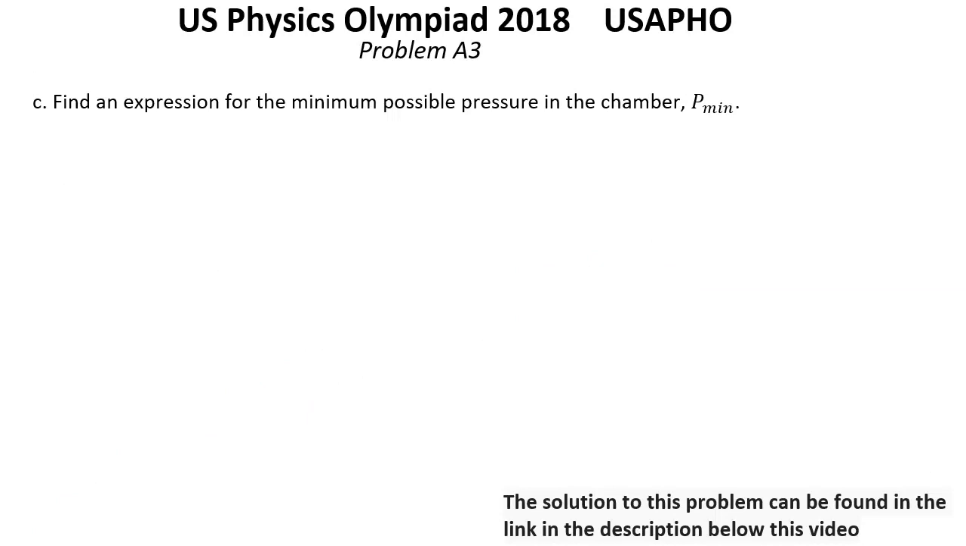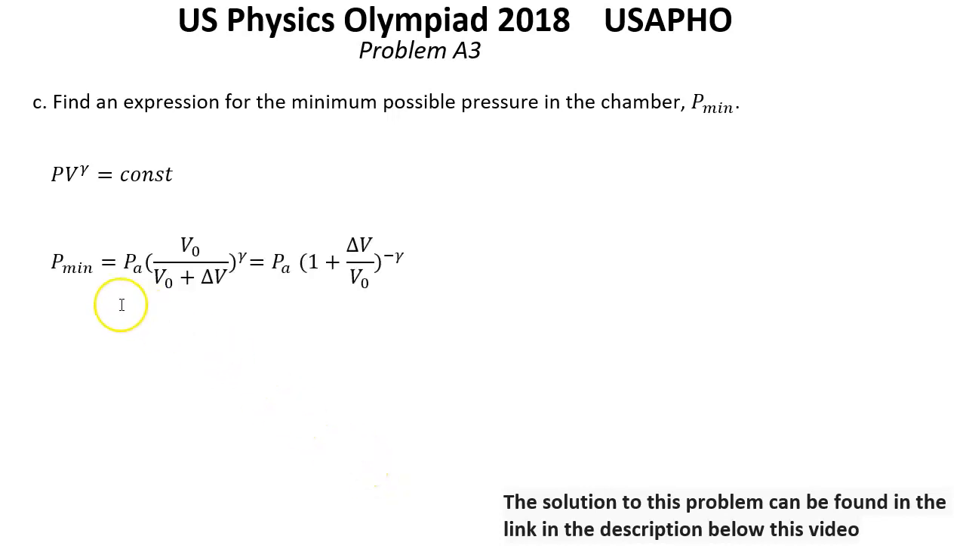Question C. Find an expression for the minimum possible pressure in the chamber, P minimum. Answer. Since V0 is greater than 0, the inlet valve will not open immediately when the piston begins moving to the left. Instead, it will open once the pressure in the cylinder equals the pressure in the chamber. Since the expansion of the cylinder is adiabatic, PV to the power gamma is constant, so P minimum equals Pa multiplied by this expression. That was the answer for question C, and that was the answer for all three questions of problem A3.